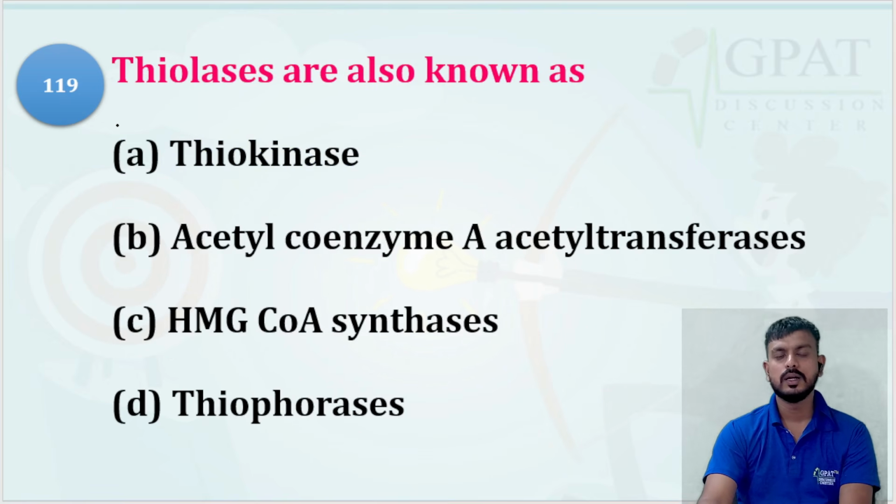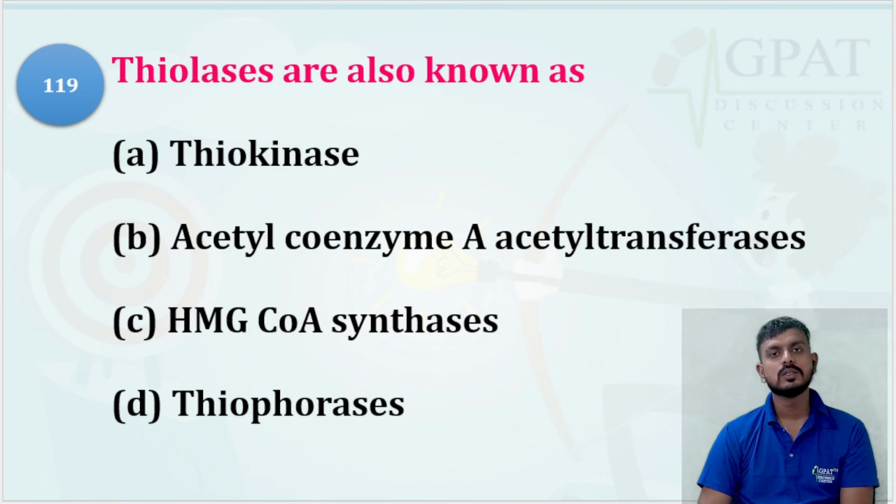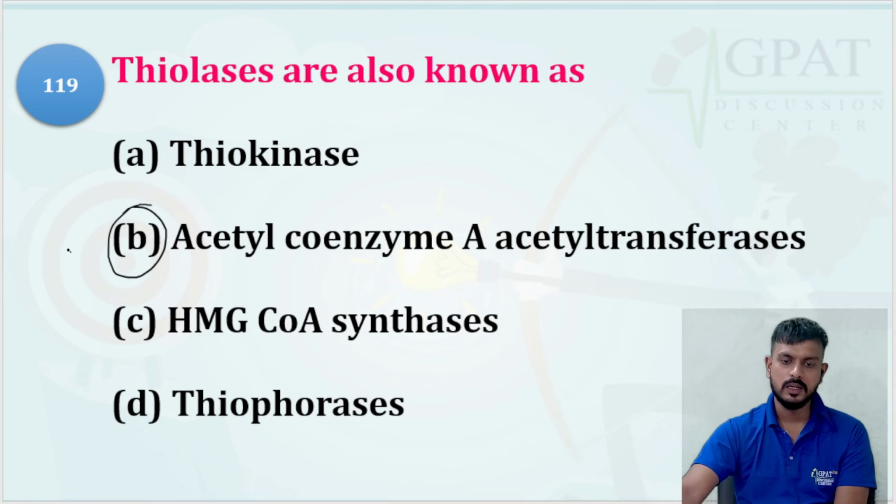Question number 119. Thiolase is also known as thiokinase, acetyl coenzyme A acetyltransferase, HMG coenzyme A synthetase, or thiophorase. What is the alternative name for thiolase? The correct answer is acetyl coenzyme A acetyltransferase. Option B is the correct answer.